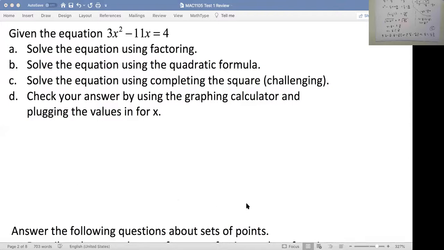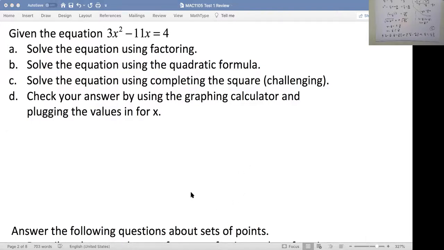And what do we get? We get 4. You probably could have done that in your head. 4 squared is 16. 3 times 16 is 48. 11 times 4 is, excuse me, 44. 48 minus 44 is 4. But negative 1/3 is a little harder to do in your head, so let's do that on the calculator.